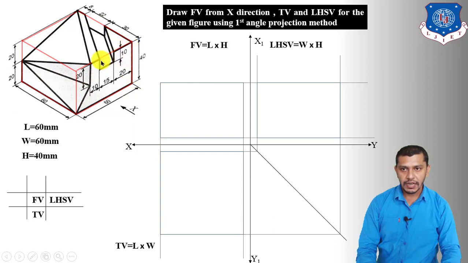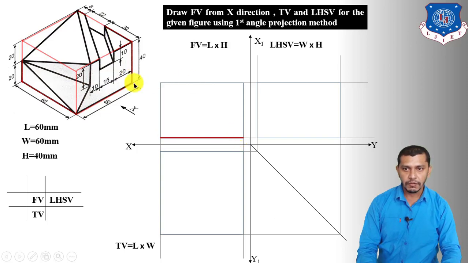So you can see that this face will give us the clear view in the front view. So starting from this corner, this corner is going to be projected over here. So draw this horizontal line over here having length 60 mm.